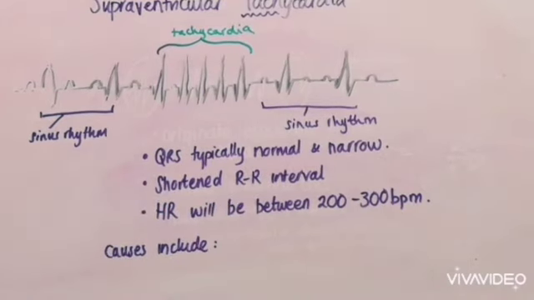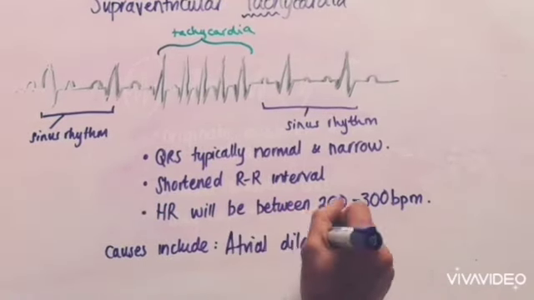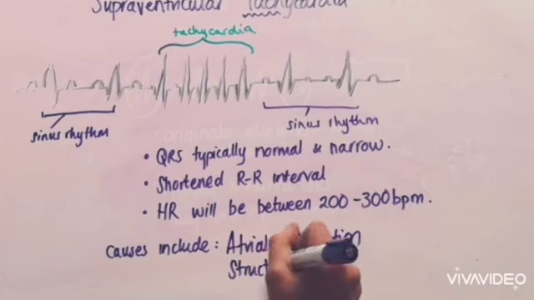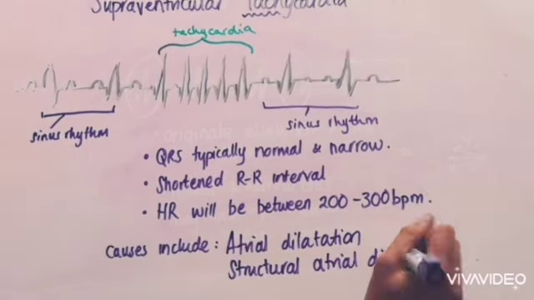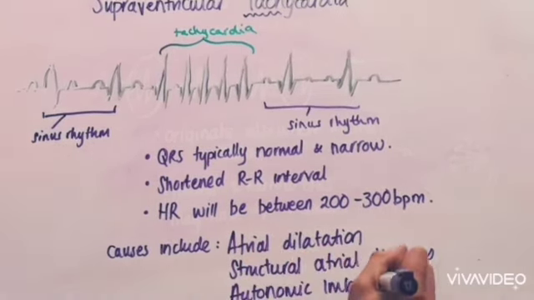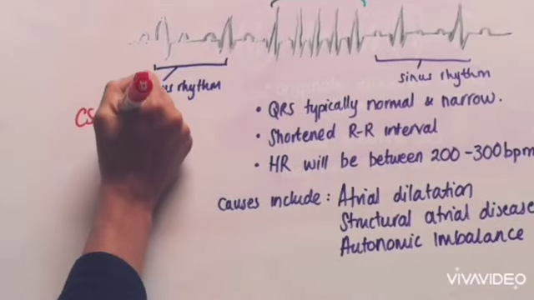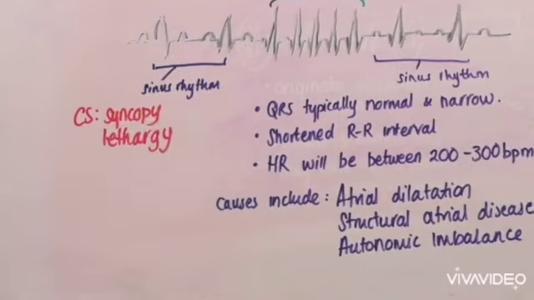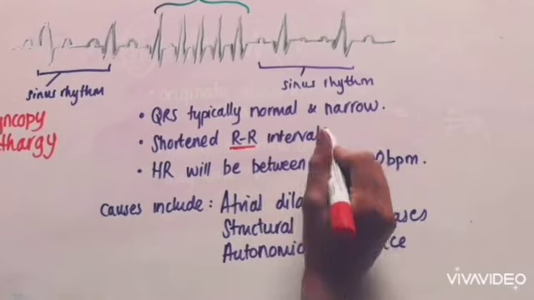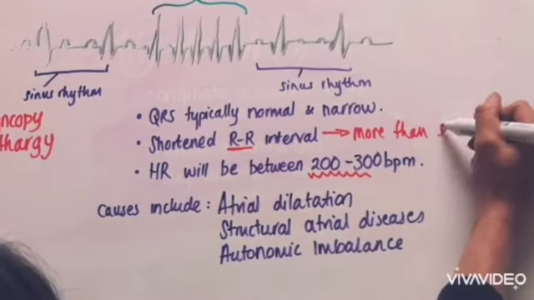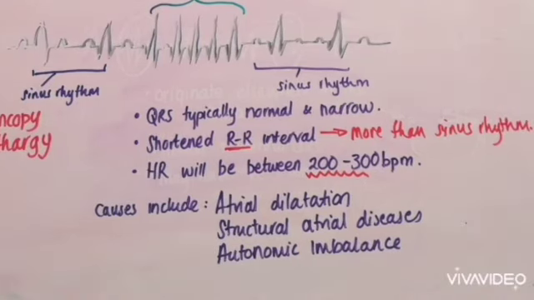And the causes include atrial disease, dilatation, structural atrial disease, and autonomic imbalance, like before with the supraventricular premature complexes. The clinical signs: syncope and lethargy. Imagine if your heart was going that fast. Remember, the shortened RR interval is just more than sinus rhythm.